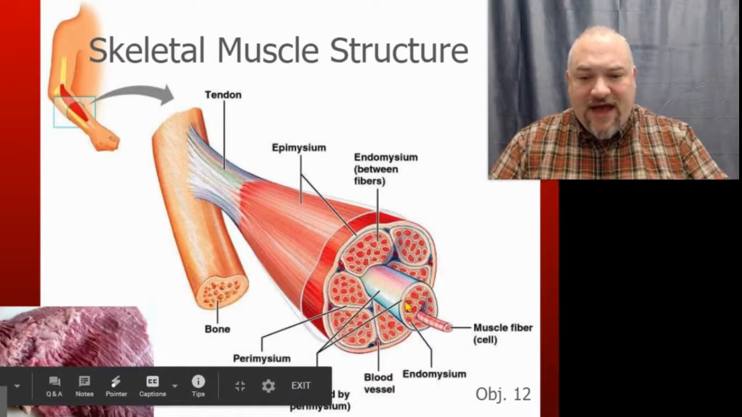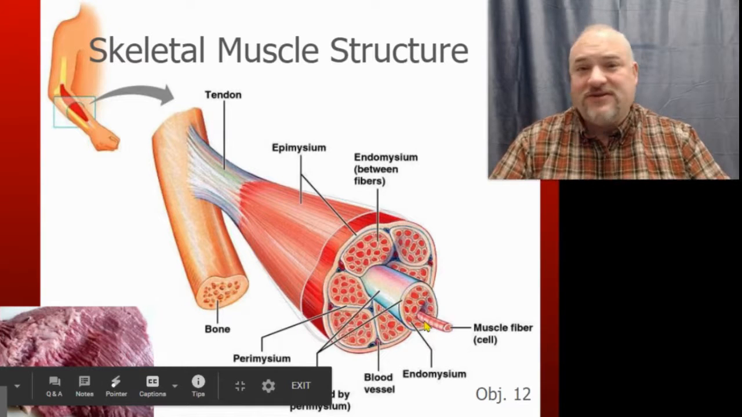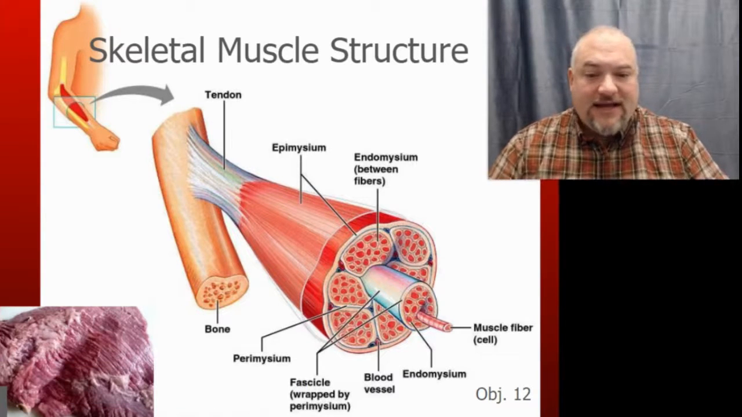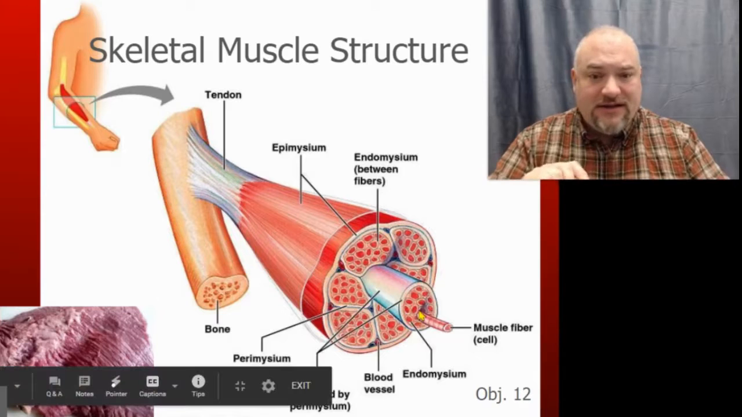And then within that fascicle, we have the muscle fibers themselves, which are another word for muscle cell, and has endomysium, so more of that tendon material inside of it.